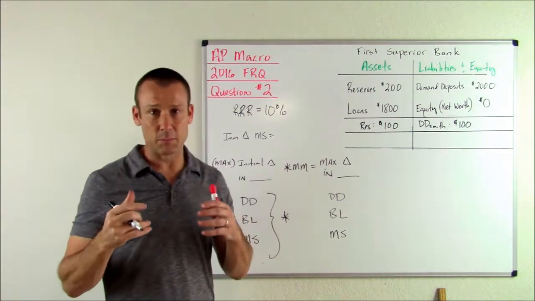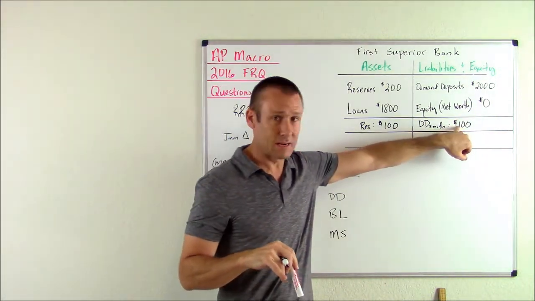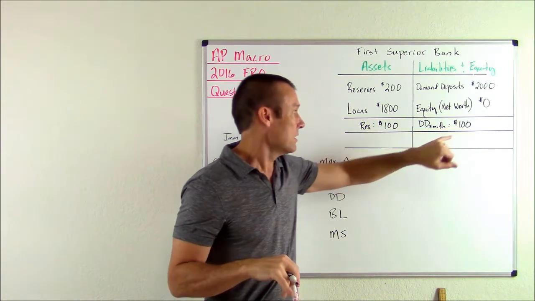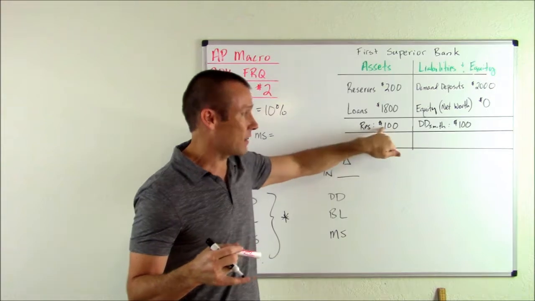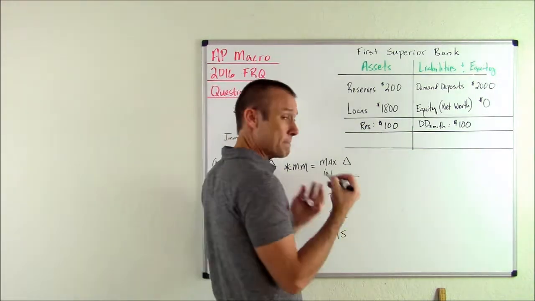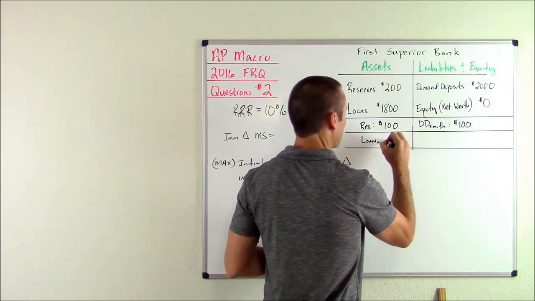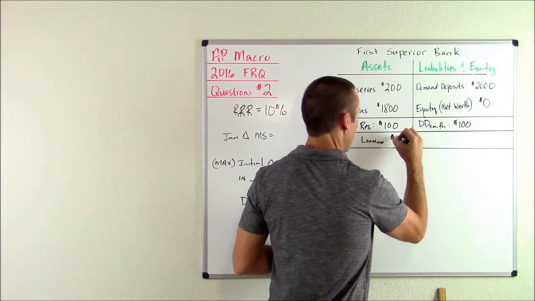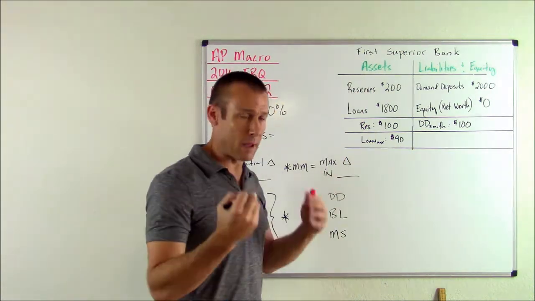Now it says, what's the maximum amount that Superior Bank can loan? Well, they have to hold on to 10% of that. So what is 10% of 100? Of course, it's 10, right? So out of that $100 of reserves, they can only loan out 90. So their maximum loan that they can make is $90. And by the way, I'm going to finish this off, I want to keep my balance sheet balanced.